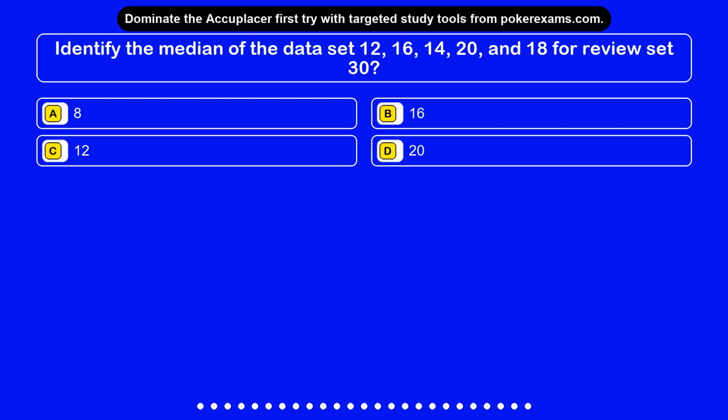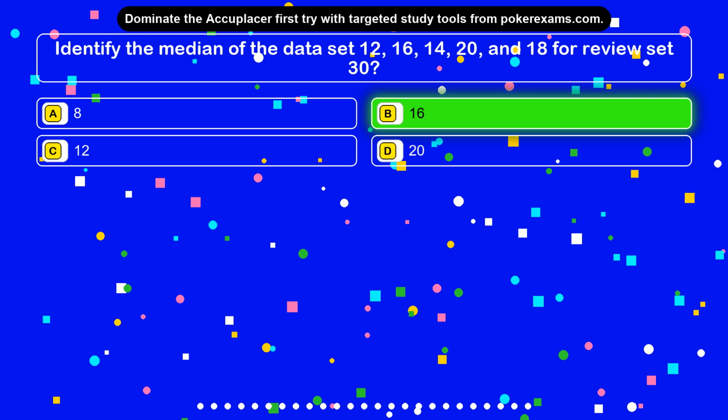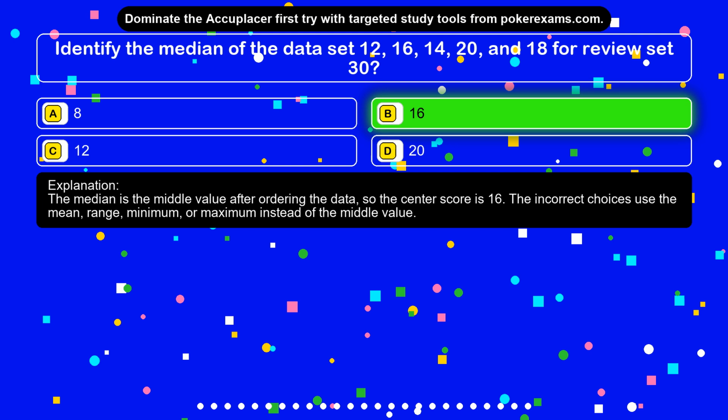Option A, 8. Option B, 16. Option C, 12. Option D, 20. The correct answer is option B, 16. The median is the middle value after ordering the data, so the center score is 16. The incorrect choices use the mean, range, minimum, or maximum instead of the middle value.